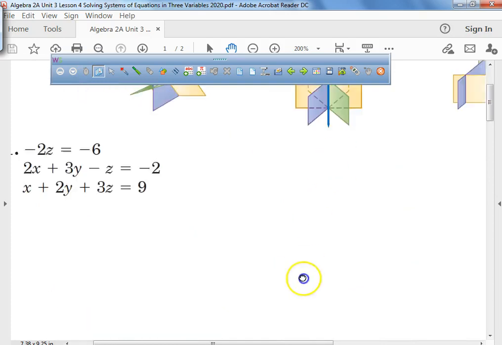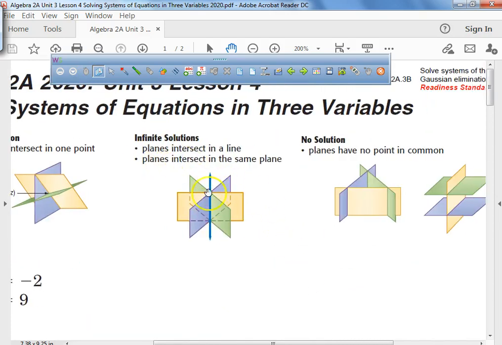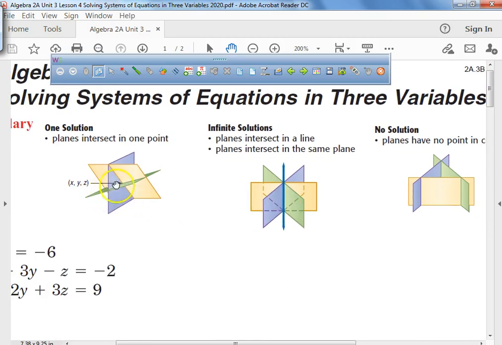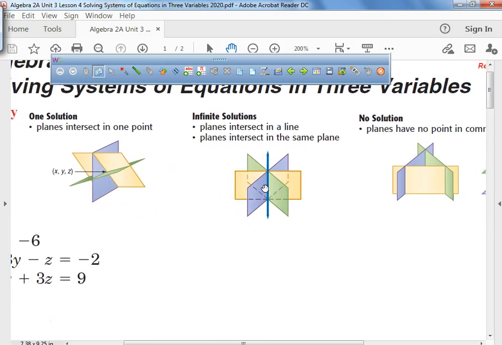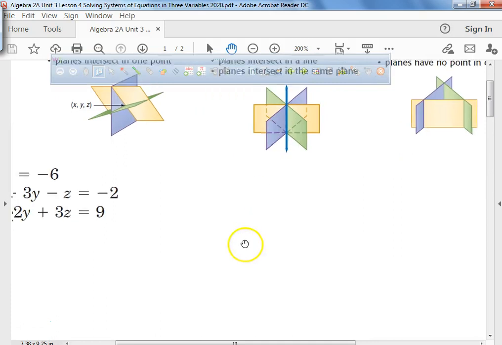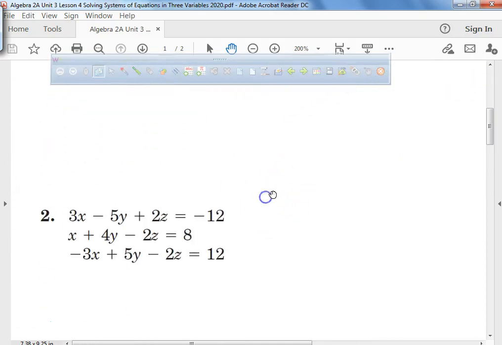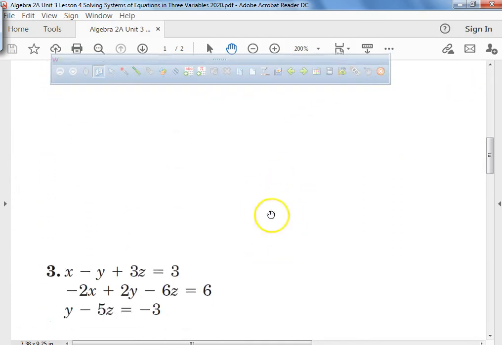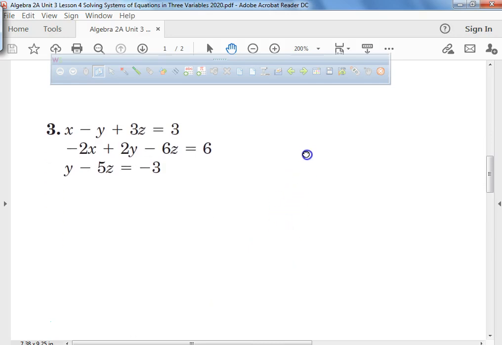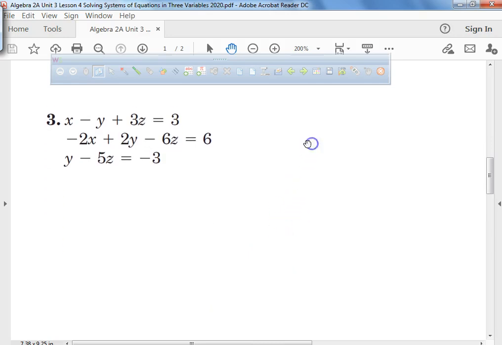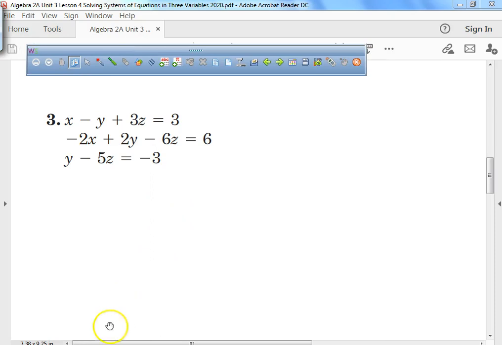Remember what I talked about at the very top, where this could happen? The first one we had, what? We had an ordered triple. This one we have infinitely many solutions. So we're done. We don't have to do any more. We're done with that one. Can you please put number 3 carefully in your journal, nice and neat.